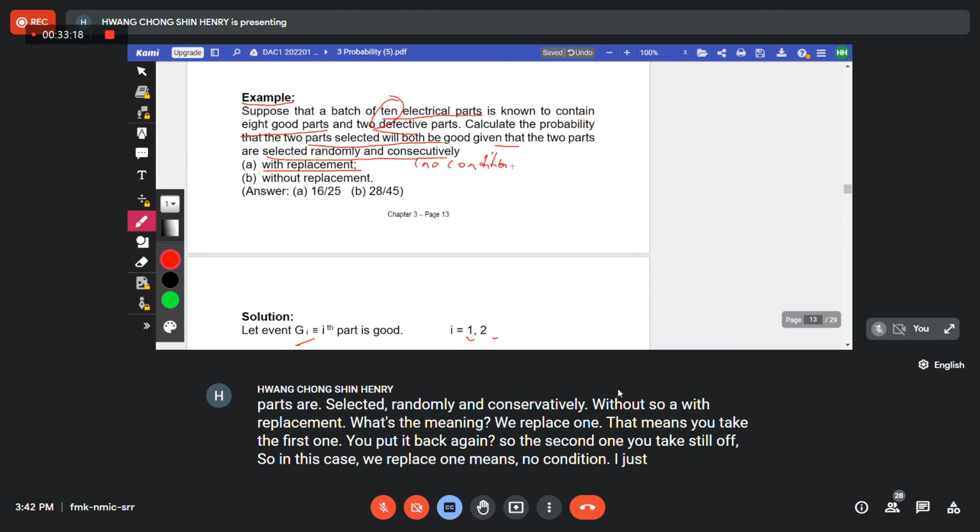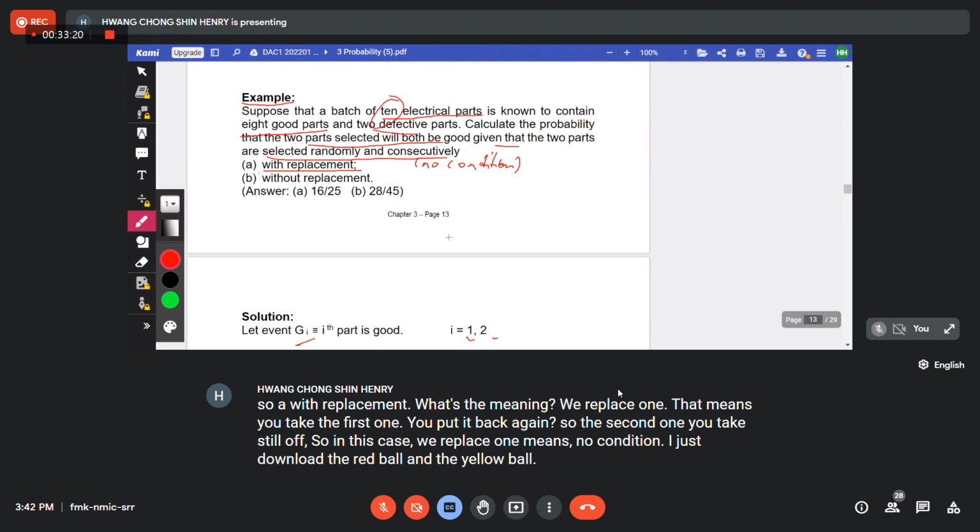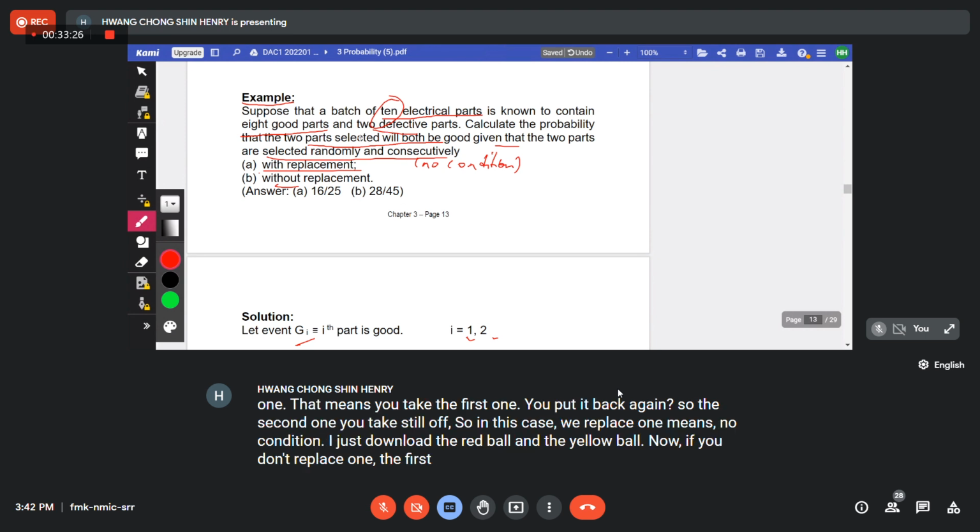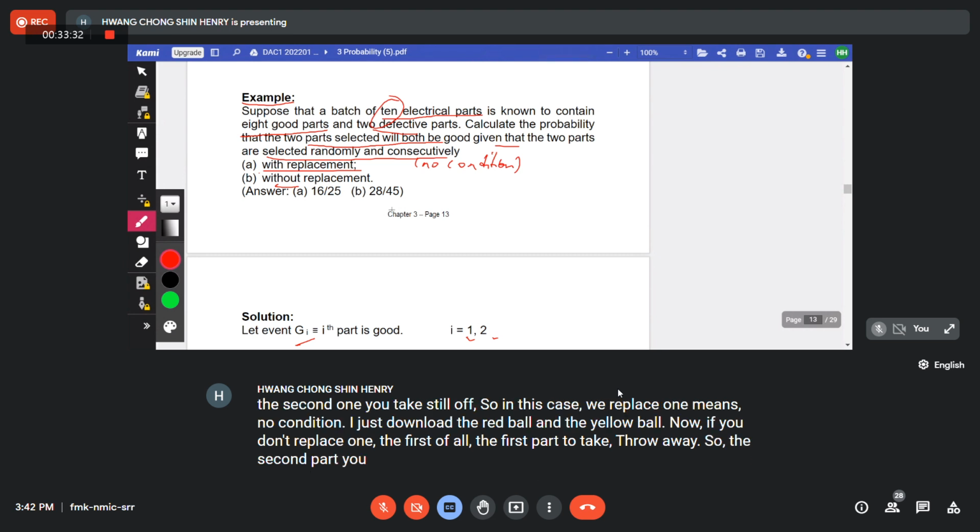Like just now, the red ball and the yellow ball. Now, if without replacement, the first part you take, throw away. So the second part you take out of how many? 9. So there's a condition already.